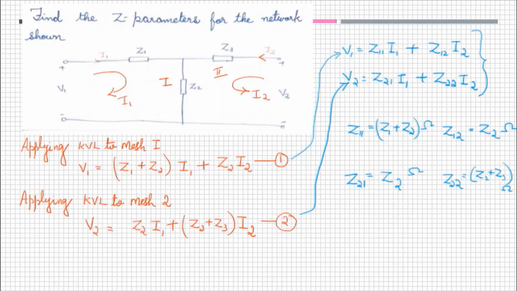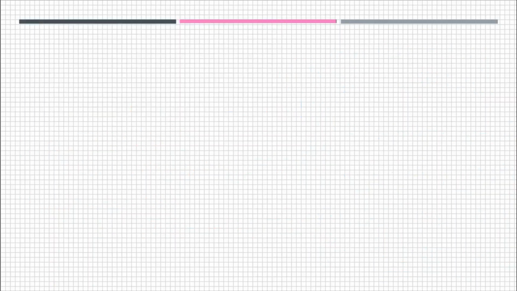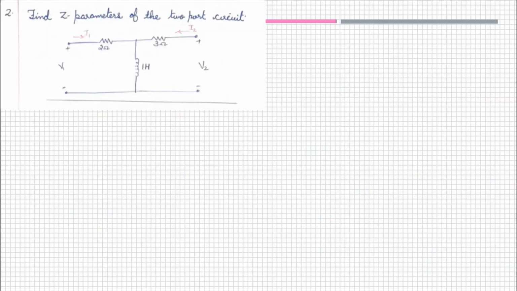So we got the values Z11, Z12, Z21, Z22 as Z1 plus Z2, then Z2, Z2, Z2 plus Z3. These are the Z parameters for the given network. Now let's move to another problem. Find Z parameters of the two-port network.